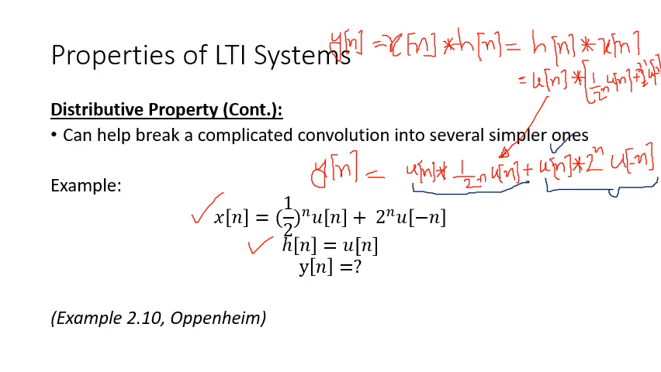So u of n, you understand, equals 1 for n greater than or equal to 0. I'll do one part of this for you, and I leave the second part to you. Okay, or maybe I solve this one and I leave the other for you to try by yourself. This is also a solved example of Oppenheim, example 2.10, right? So this first part I am going to do it for you.